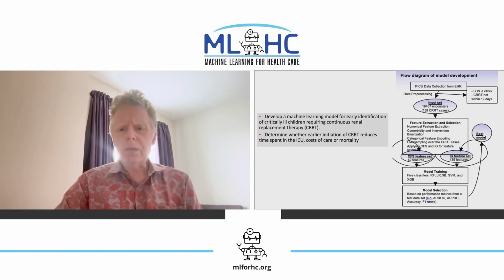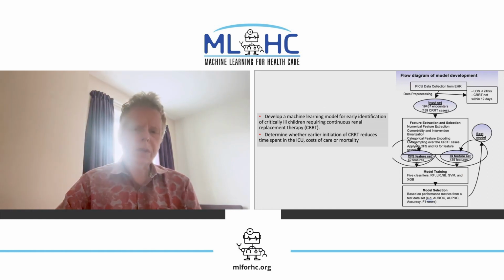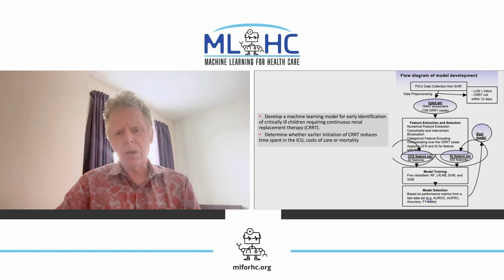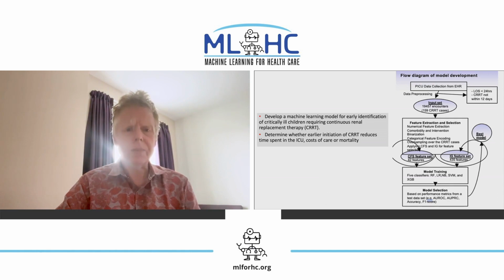We used a combination of categorical feature encoding, information gain, and machine learning models on a data set from our hospital comprising close to 20,000 encounters, amongst which we identified 159 cases of CRRT. Importantly, those patients were restricted to the patients who were in the ICU for longer than 1 day, but shorter than 12 days. The goal, as I mentioned, was to develop a learning model for earlier identification of children requiring CRRT, and ultimately determine whether that model would help reduce mortality and cost of care.